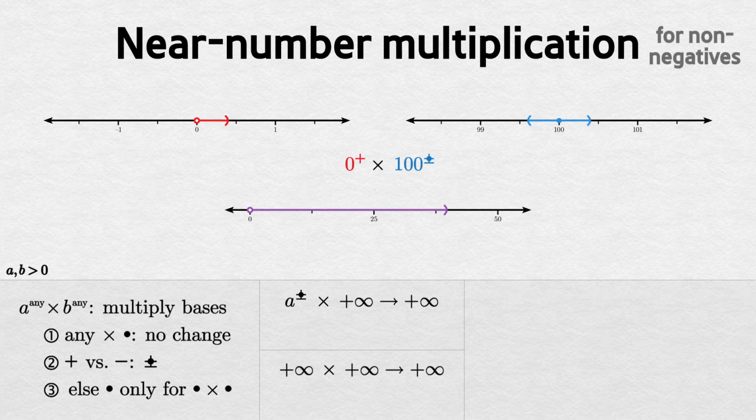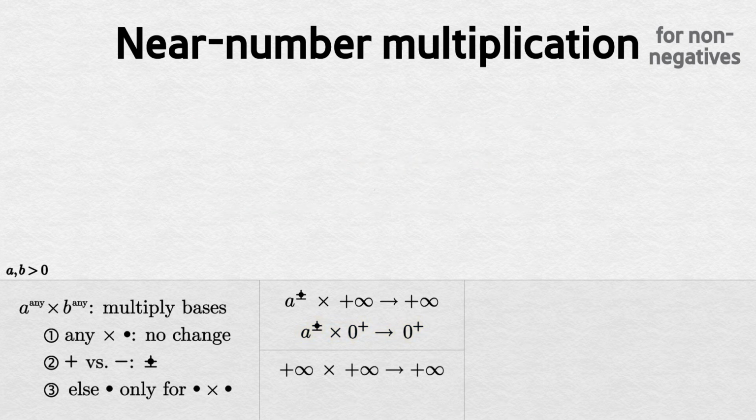Now let's let the factors squeeze. Our first factors are getting smaller and smaller, while the second factor is just squeezing towards 100, so the product is squeezed closer and closer to 0. Our result fits into 0 plus, and the number 100 and its adornment were inconsequential.